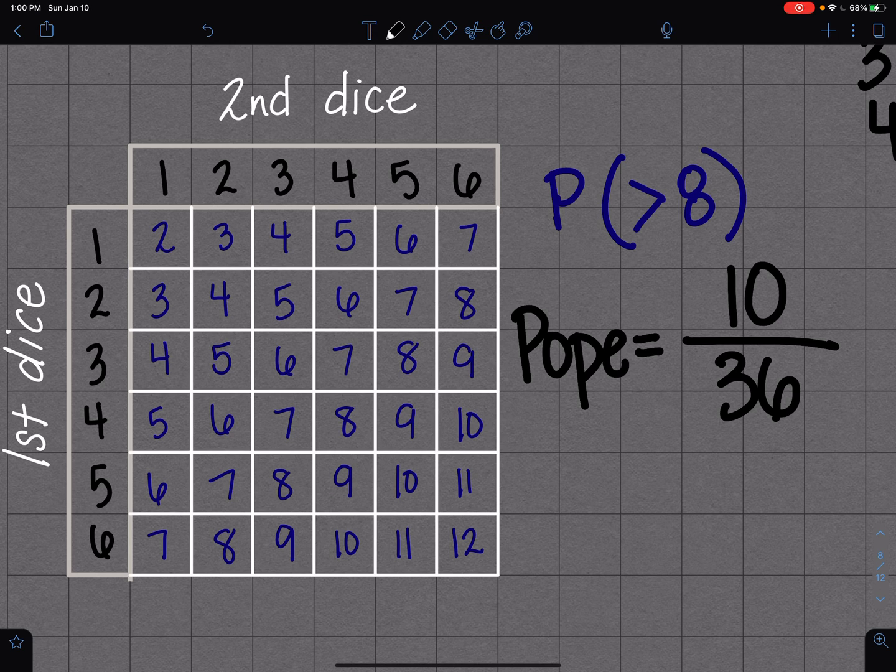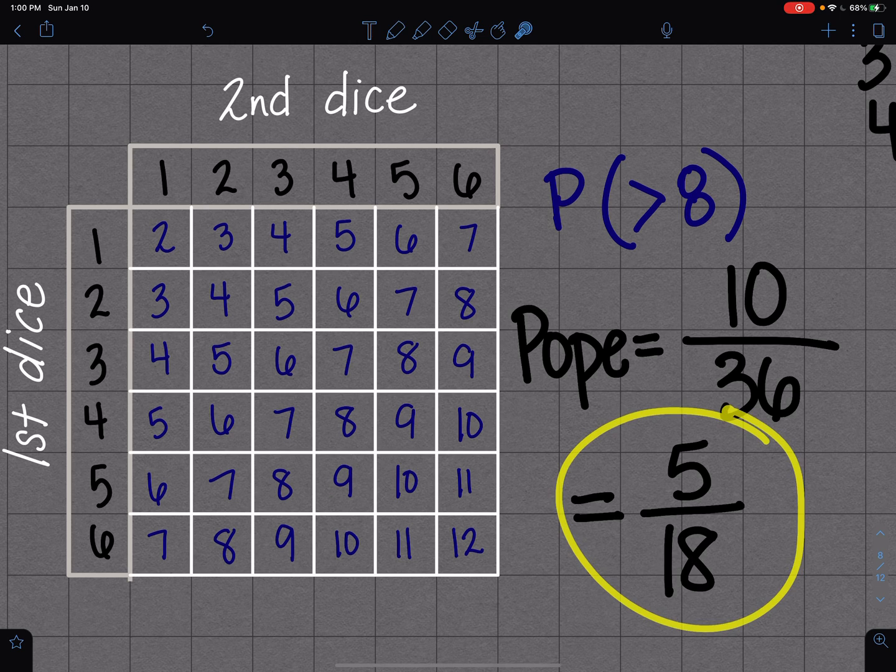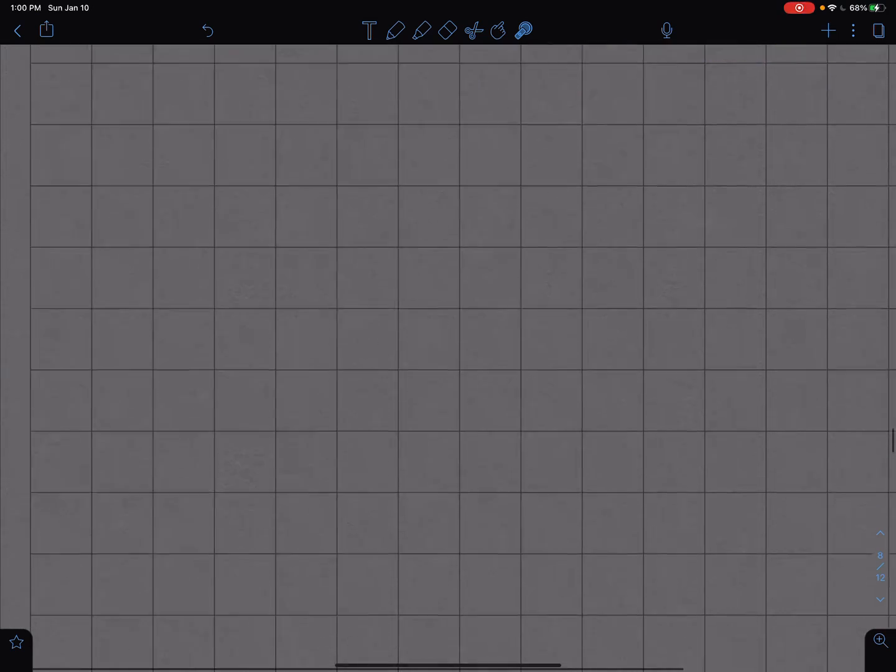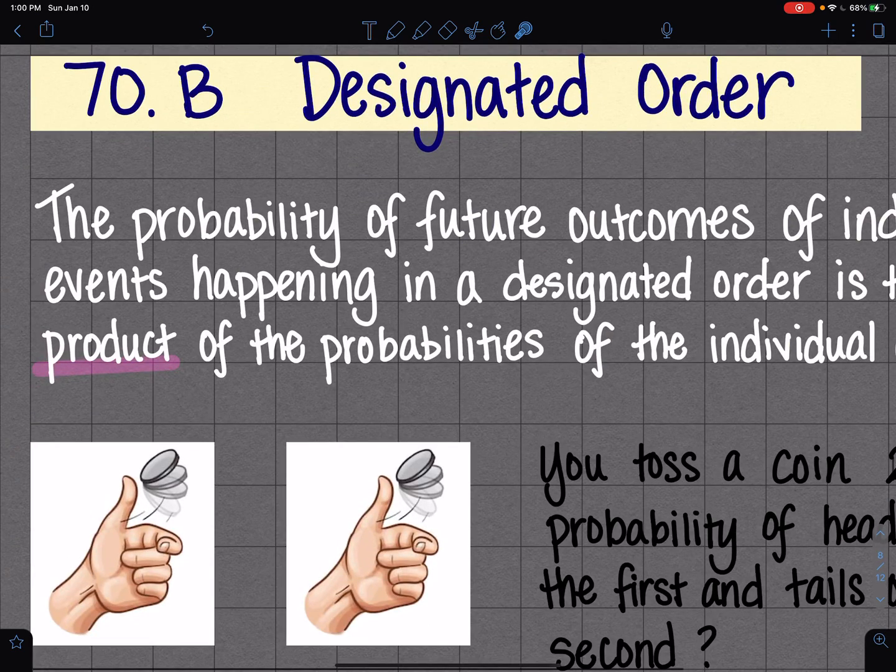And if I simplify that, because they're both even numbers so I can divide them in half, I get 5 over 18. So the chances, or the probability, of getting a number greater than 8 is 5 out of 18. That's the answer.